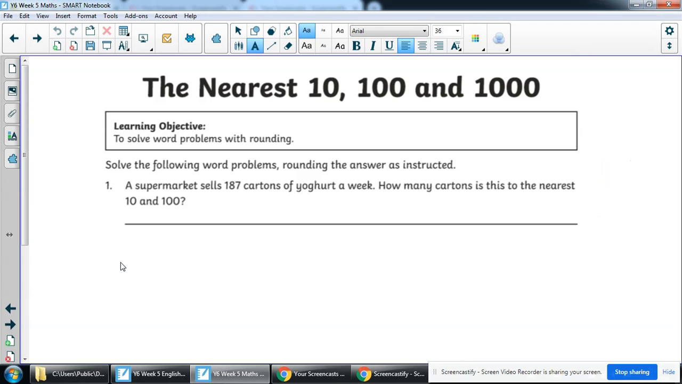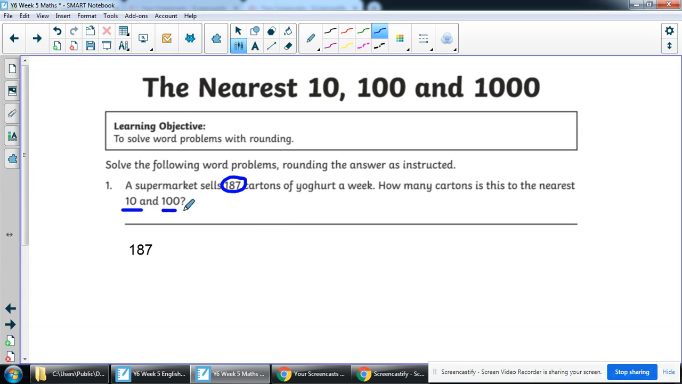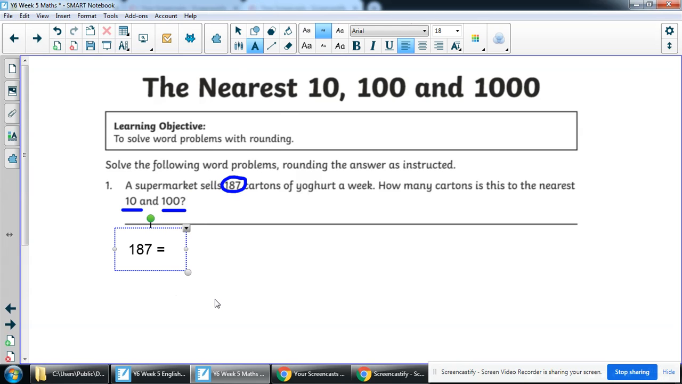So it says, solve the following word problems, or problem in this case, rounding the answer as instructed. So number one, a supermarket sells 187 cartons of yogurt a week. How many cartons is this to the nearest 10 and 100? So if I just write this down, just get that a little smaller. So we have 187. Really focus on the numbers. Don't let the words throw you off. It is literally asking you to look at that number, round it to the nearest 10 and round it to the nearest 100. So we have 187, rounding it to the nearest 10.